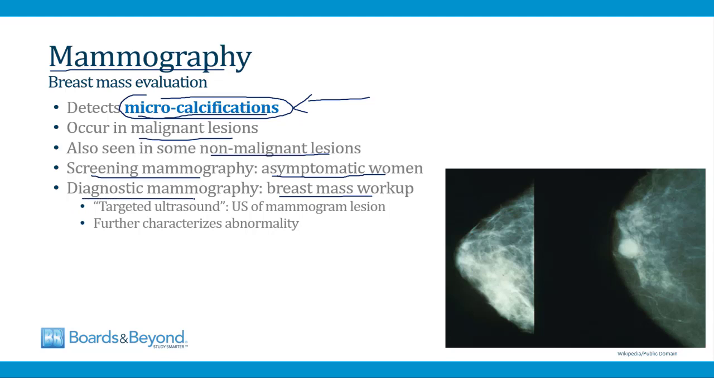And sometimes a diagnostic mammogram is followed by an ultrasound of the breast as well. This is called a targeted ultrasound, where you identify a lesion by mammogram and then you ultrasound it immediately afterwards. And this gives you information about the lesion from mammography and ultrasound all in one test to help you characterize the abnormality.